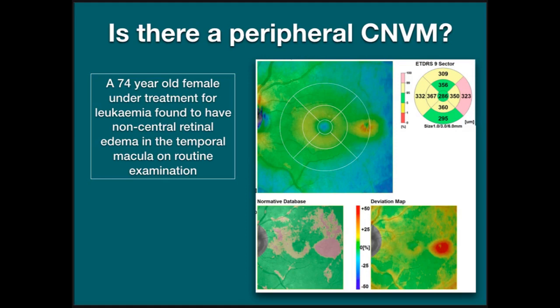Okay, this is a different patient, a 74-year-old female, who was in for a routine exam. She's under treatment, chemotherapy for leukemia at the moment. And I found that she had some retinal edema and elevation, but not central. It was temporal to the macula in the left eye. You can see it on the macula map as a focal area of elevation.